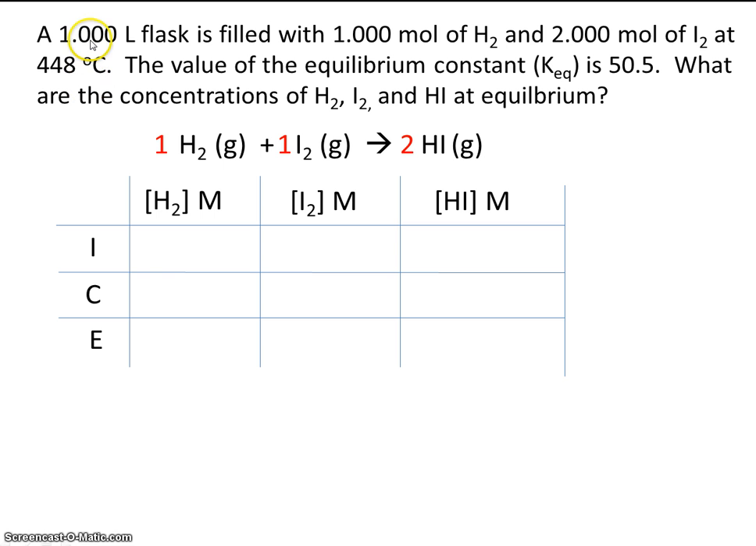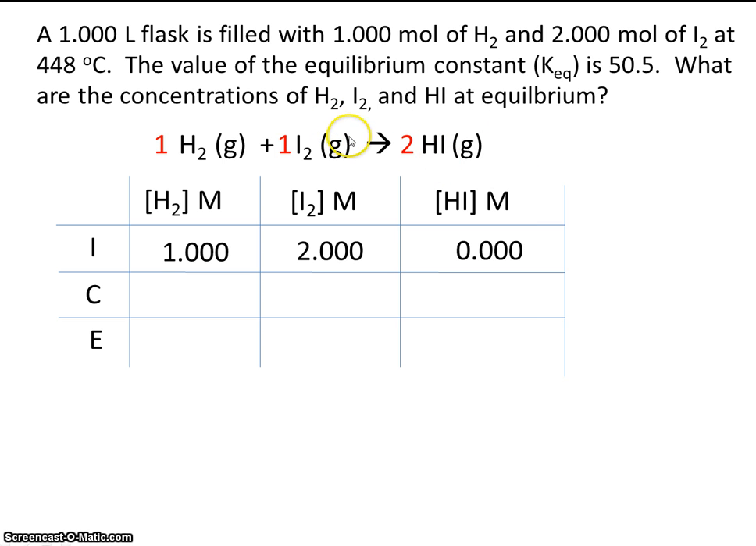So remember, we have a 1 liter flask and we're putting in 1 mole of hydrogen. So 1 mole in 1 liter makes 1 molar of hydrogen. We have 2 moles in 1 liter, so that's 2 molar of iodine. And initially, we won't have any product that has formed. Now, this is really all the information we have.